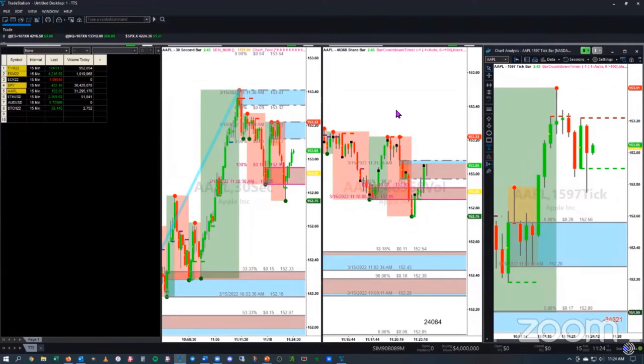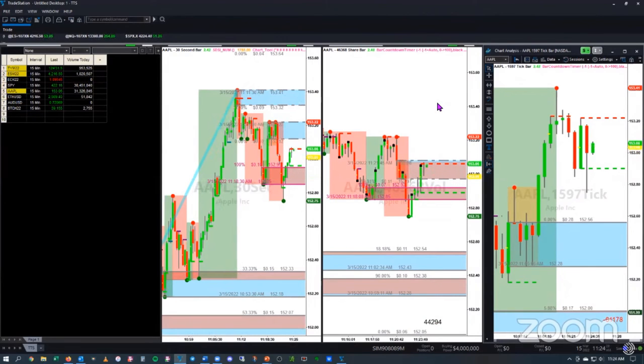So any other questions that folks have about using the share bar or the tick versus the time charts? Yeah, I've got one, Lisa. On the volume specifically, do you have any guidelines on the selection of your quantity? I mean, is it just so that it moves at something that you can follow, or is there something else that you use?